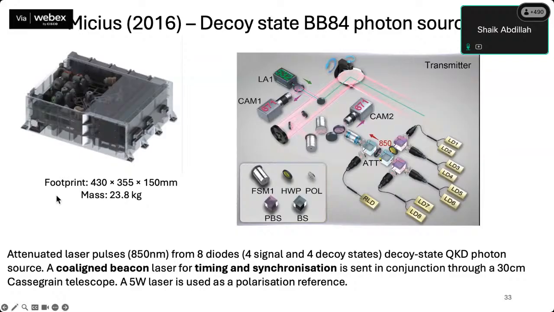What they actually showed was that they were able to perform a decoy state BB84 protocol with a very high repetition rate. But the one thing I would like to talk about is how they designed the timing and synchronization and the beacon laser. Within the QKD transmitter, a co-aligned beacon with a Q-switch laser source can be used to synchronize the timing between the satellite and the ground station up to 1 nanosecond. Additional lasers are also sent to perform pointing and tracking using the beacon laser and spot tracking.